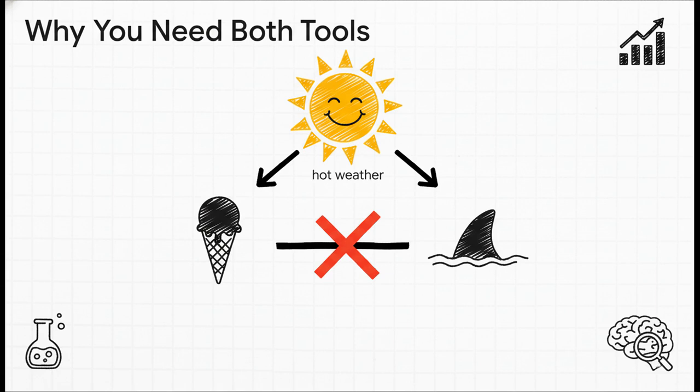You'll not only see patterns, but you'll start to question them. You'll know the difference between a simple link and a real predictive relationship. And you'll finally truly understand why ice cream sales don't cause shark attacks. It's that hidden third thing, right? Hot weather. Hot weather makes more people buy ice cream, and it makes more people go swimming. It was the missing piece all along.